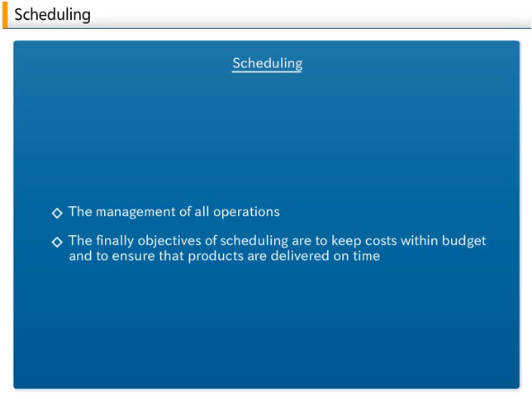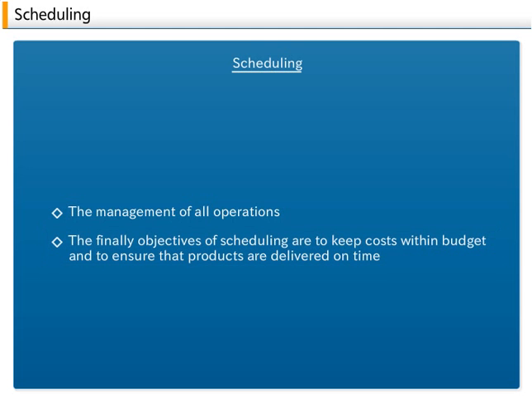Scheduling. The management of all operations, such as system development and product production, so that they proceed as planned is known as scheduling. Since the final objectives of scheduling are to keep costs within budget and to ensure that products are delivered on time, when the problems of business operations occur, they must be solved by appropriate countermeasures.